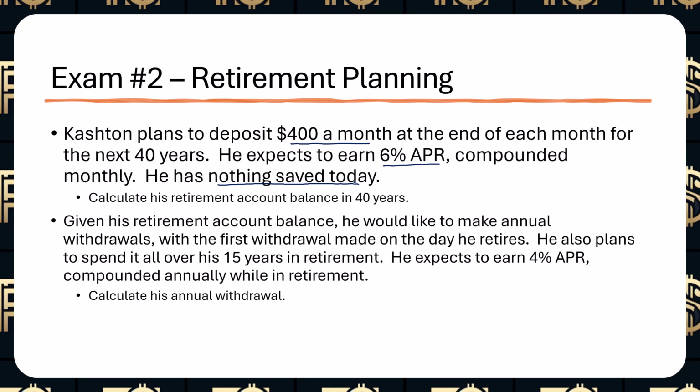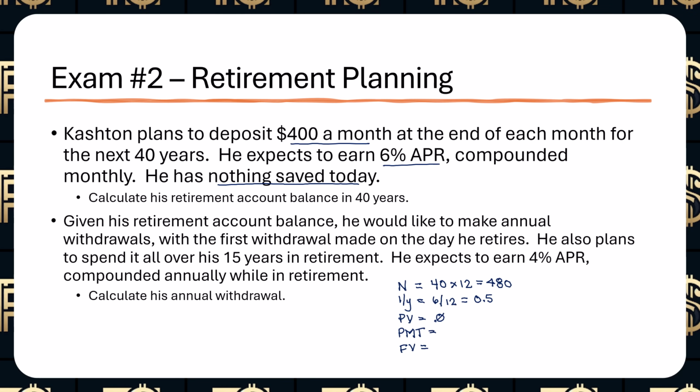Once again, this is an ordinary annuity. It's a constant set of cash flows for a finite period of time. We'll go ahead and set up our time value of money parameters. Now, because this is monthly, we have 40 years times 12. That equates to 480 monthly payments that Cashton plans to make into this account. We also have to convert that APR into a monthly period rate. So that's 0.5% per month.